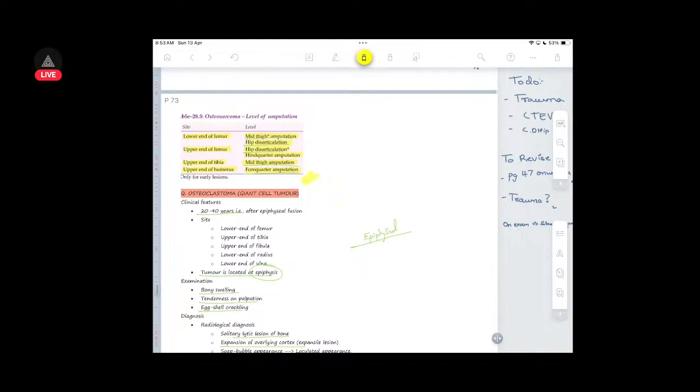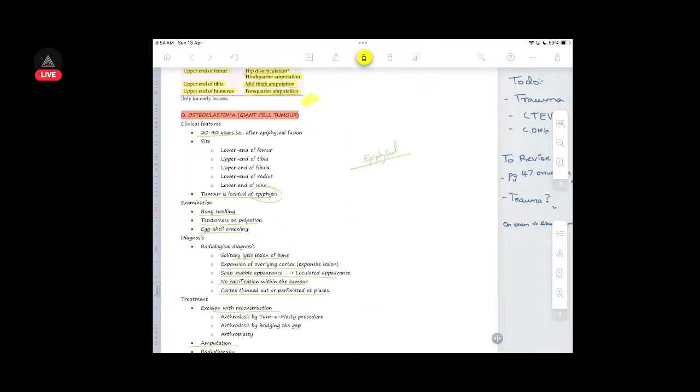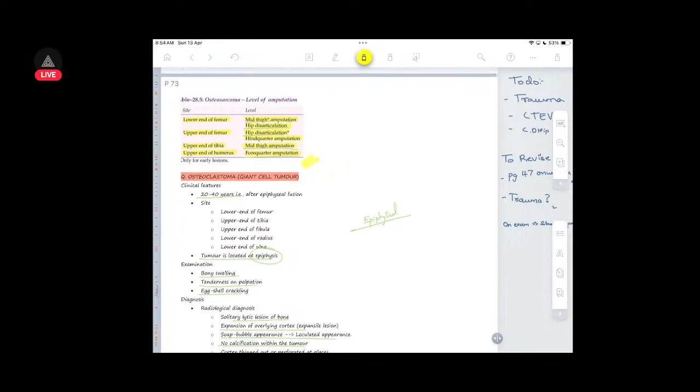Fore quarter and hind quarter means you have to remove one arm or one leg. Hind is behind, fore is front, and this is only for the early lesion. You do mid thigh, else you do entire hip disarticulation only.